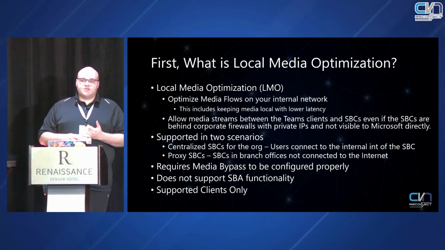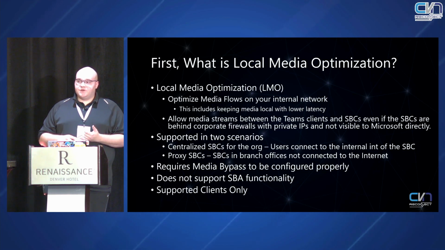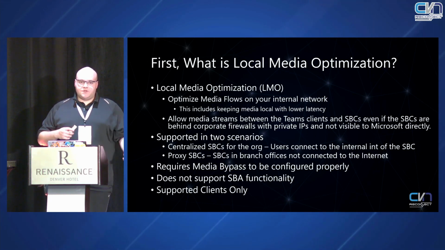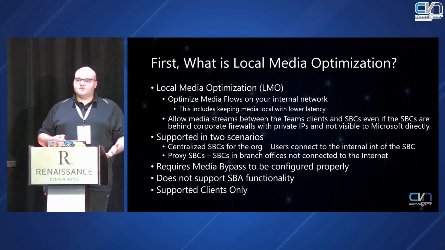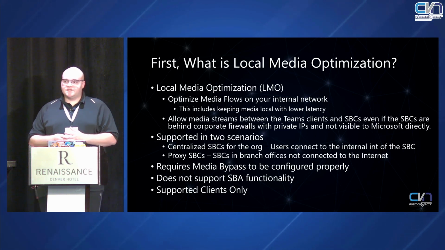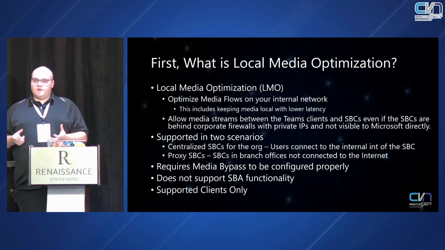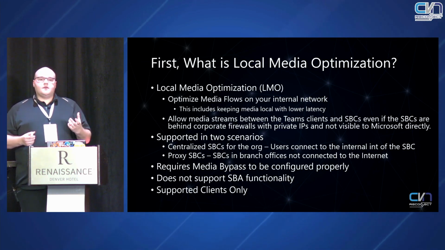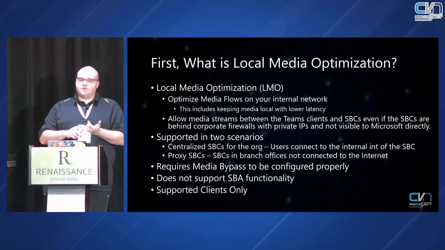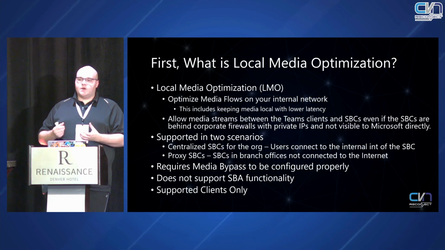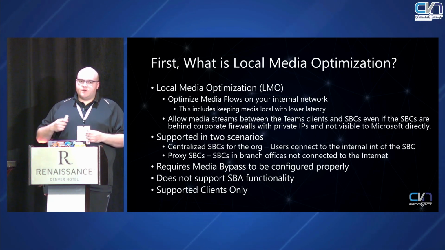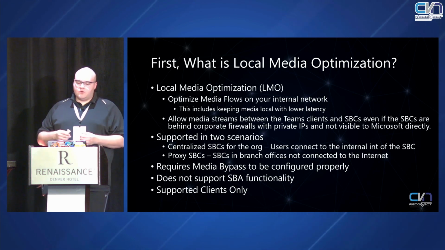Also with local media optimization, it does require that media bypass is configured properly, and it does not support the SBA functionality today. I'm not sure if that's going to come in the future, but if you're looking to use SBA with local media optimization, if you have a Teams service outage, you're going to lose connectivity to those SBCs. And it comes down to really how local media optimization works, is because you're defining all the IPs of your internal subnet, your external trusted IPs, and it has to look up to the Teams service to find out, hey, where am I in this network? How do I reach this SBC? So when it can't reach that Teams service, you're going to be unable to reach that internal SBC.